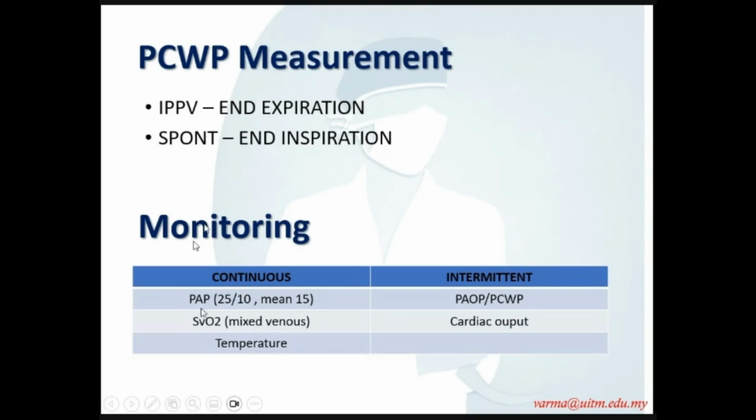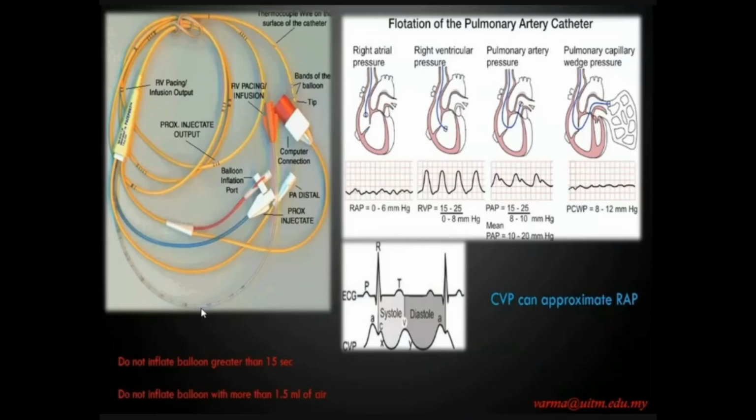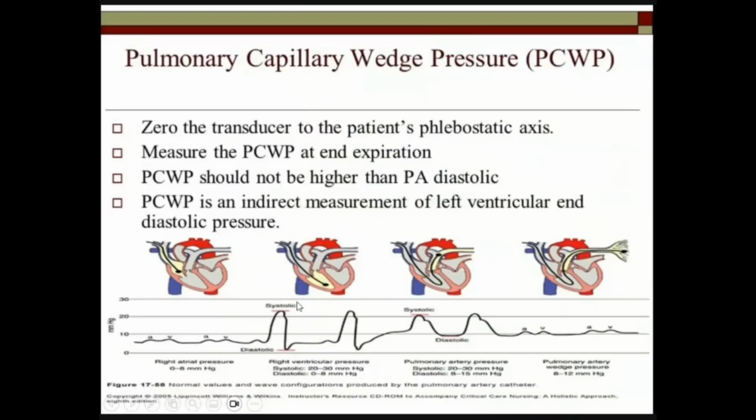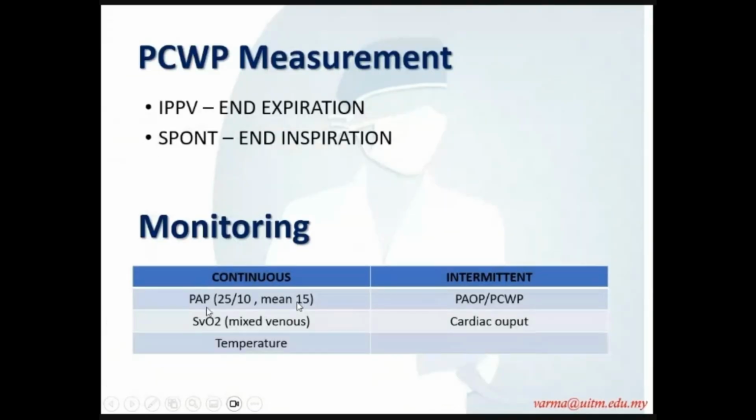And during using the Swan Ganz, what can be monitored? Continuously, you can measure pulmonary artery pressure. You see, your catheter is in your pulmonary artery. Without inflating the balloon, you can measure pulmonary artery pressure continuously. Intermittently, when you inflate the balloon and occlude, you measure PAOP or PCWP. It's the same thing. Continuously, you measure pulmonary artery pressure, but intermittently, when you inflate the balloon, you measure pulmonary artery occlusion pressure. Because for you to measure the cardiac output, you need the pulmonary artery occlusion pressure.